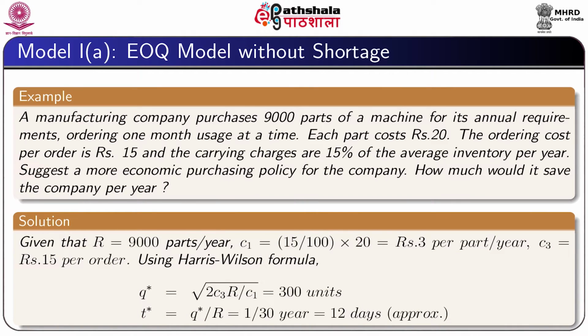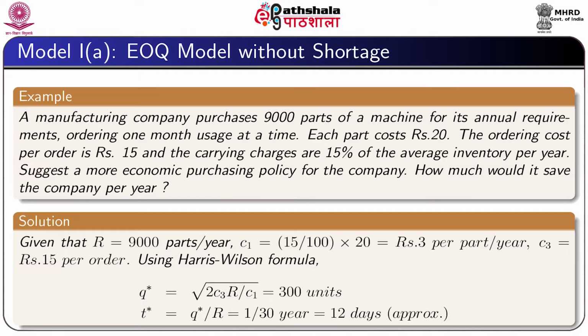That means, if the company uses the normal way, that is ordering every month, and if the company uses the economic order quantity policy, then what will be the difference that we want to see here. Given that R equal to 9,000 parts per year, C1 is equal to 15 by 100 into 20, that is equal to ₹3 per part per year, and C3 is equal to ₹15 per order.